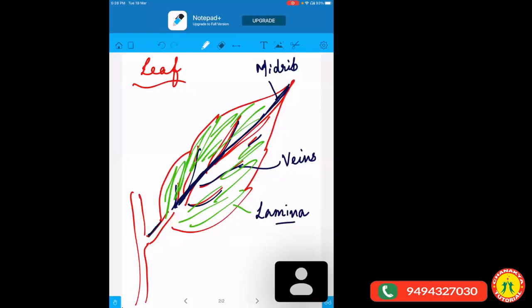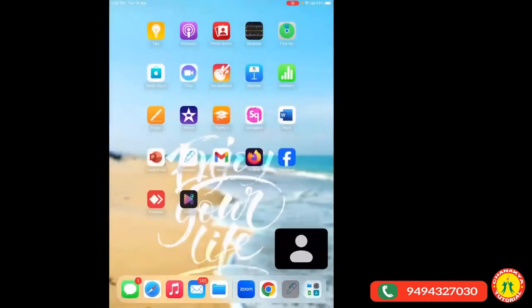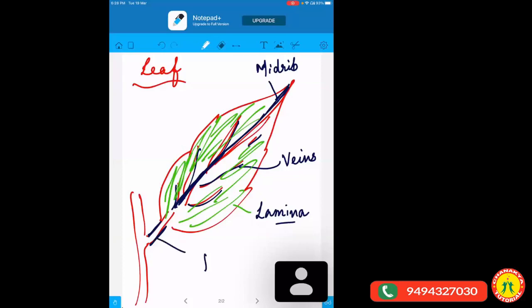Fine. Then the part which attaches the stem. So here we have the stem and the leaf. The part which attaches the stem with the leaf, it is called what? It is called the petiole. So here is the stem and here we have the leaf. So the stem is attached with the leaf with a part called the petiole.